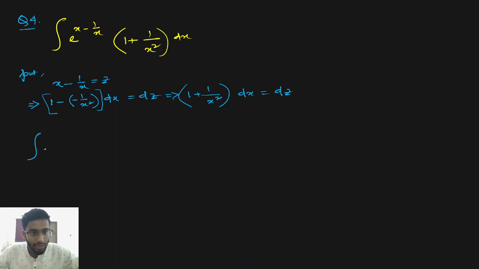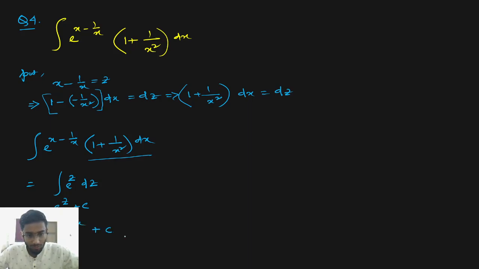So writing the integration as 1 by x, it is 1 plus 1 by x square dx. Now it is going to be e raised to the power z, because the value of x minus 1 by x is z, and this whole value is actually dz. Now clearly you can see that integration of e raised to the power z is e raised to the power z plus c. Now put the value of z. z is nothing but x minus 1 by x plus c, which is the easiest one.